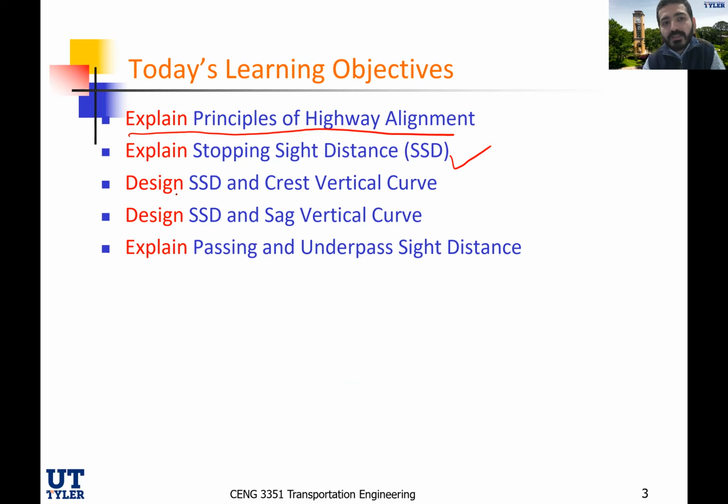We also need to design the sight distance, or the stopping sight distance, and how it's related to the crest vertical curve versus the sag vertical curve, as well as explaining if we are designing a passing or an underpass sight distance, how would this affect it? So basically, we're looking into many cases of vertical alignments and how we can design those.